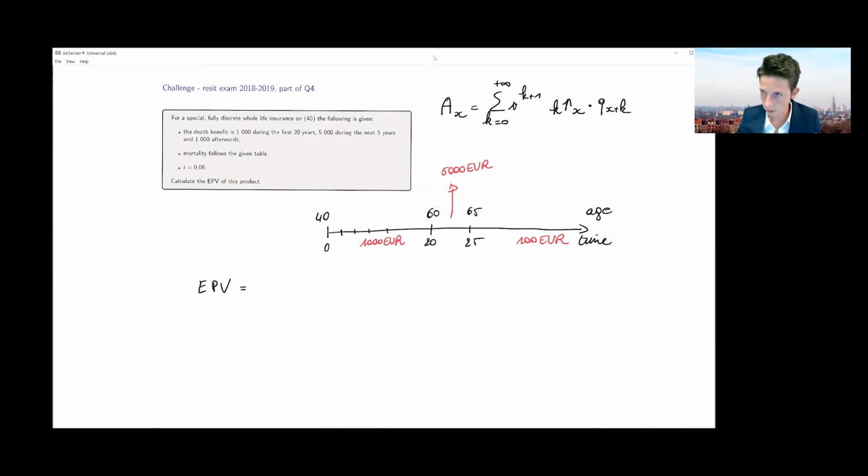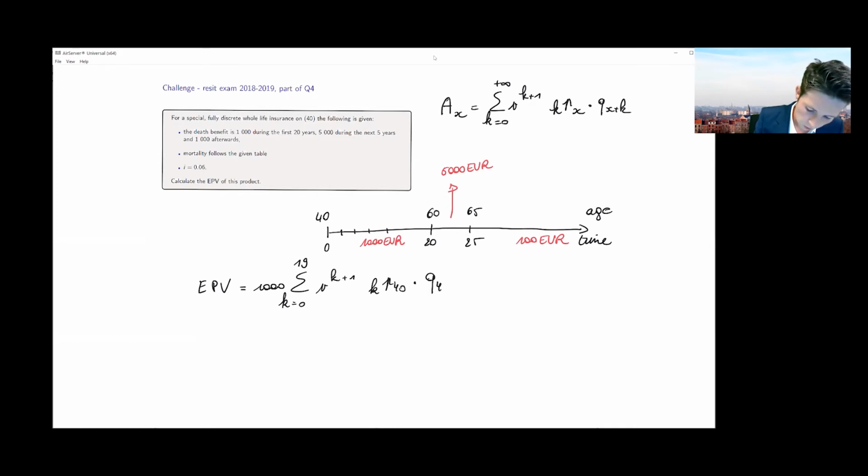We're going to develop a tailor-made valuation formula. So we're going to say that the benefit is 1,000, but that's only 1,000 for the first 20 years of the contract. So if I want to value this first part of my contract, the first 20 years, I'll need an EPV formula like this one. Do take into account the K runs from 0 to 19.